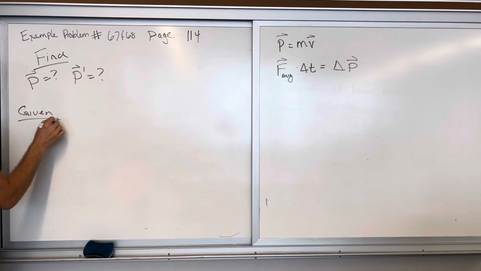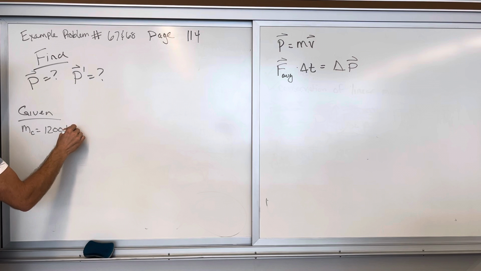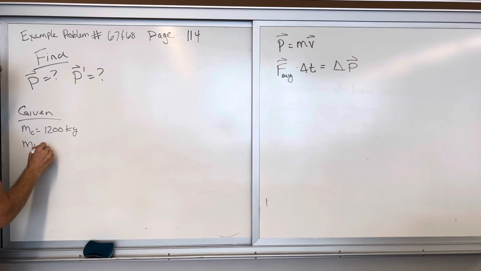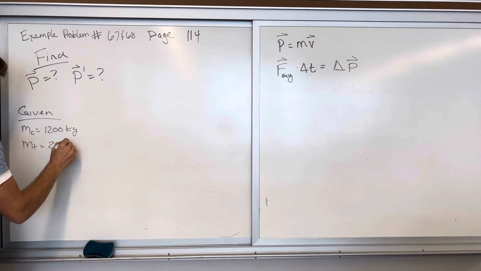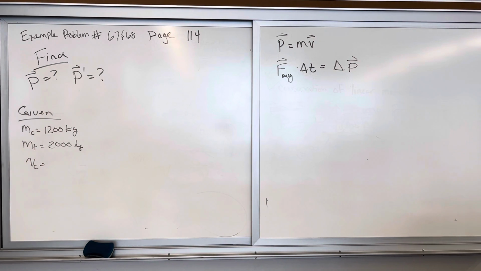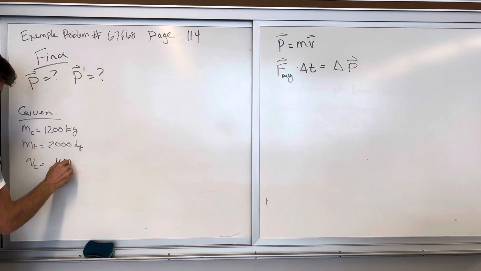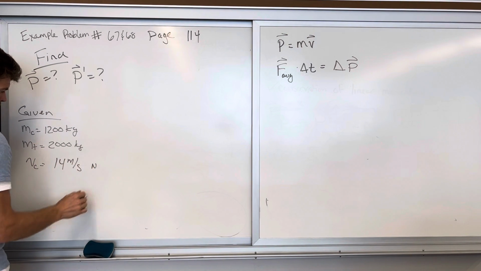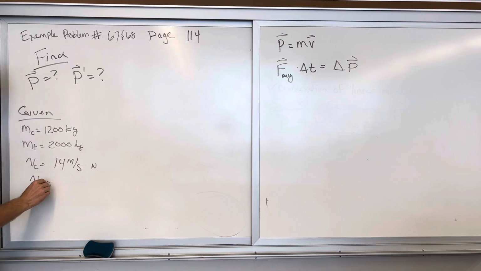What's given? The mass of the car is 1,200 kilograms. The mass of the truck is 2,000 kilograms. The velocity of the car is 14 meters per second to the north. The velocity of the truck is 25 meters per second.